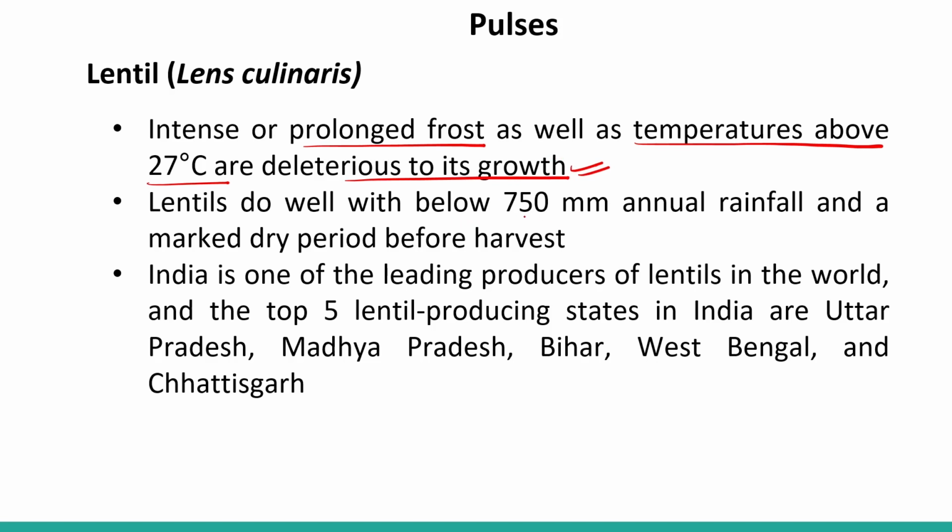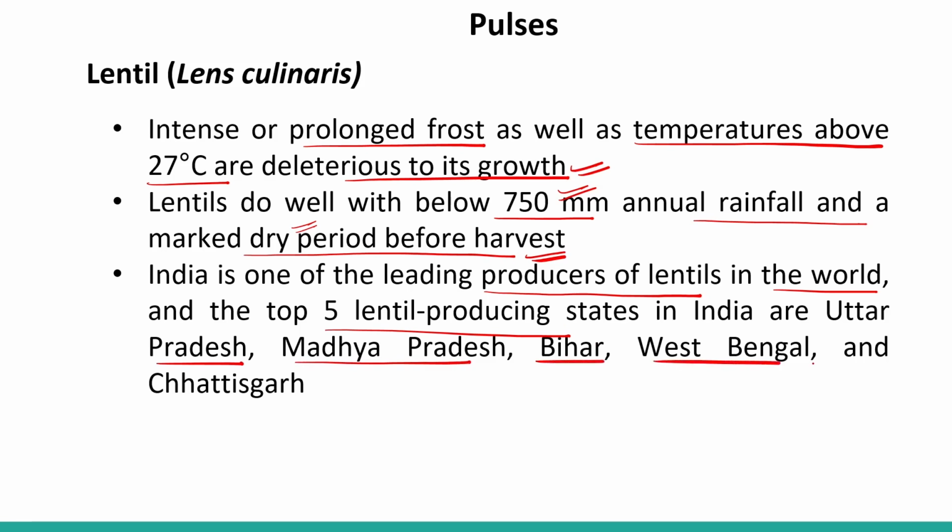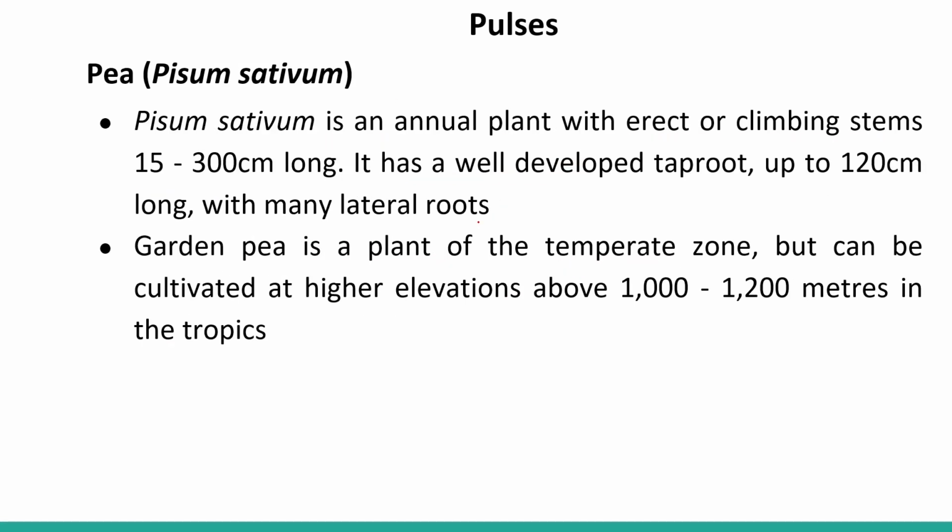Lentil does well with 750 mm annual rainfall and a marked dry period before harvest. So it requires a quite dry period before it gets harvested, and the rainfall required is 750 mm annually. India is one of the leading producers of lentils in the world, and the top 5 lentil producing states are Uttar Pradesh, Madhya Pradesh, Bihar, West Bengal and Chhattisgarh. So these are some of the states in which lentils are grown in majority.